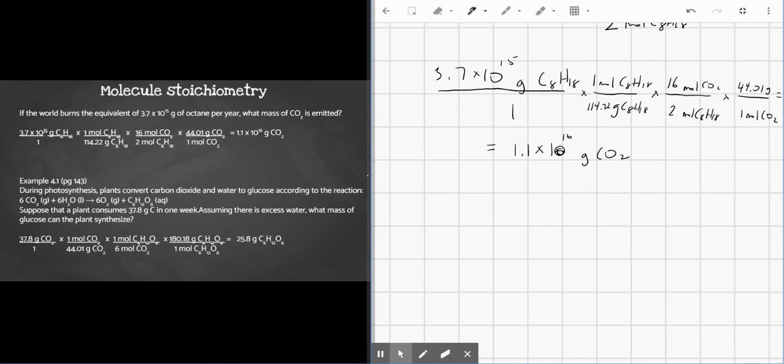All right, let's look at example 4.1. This is on page 143 in your textbook. This is the equation for photosynthesis. 6 carbon dioxides plus 6 waters makes 6 oxygens and 1 molecule of glucose. Suppose that a plant consumes, let's write the given, 37.8 grams of CO2. It just says C, it's supposed to be carbon dioxide, I'll fix that. This is CO2 in 1 week. Okay, I can write week down here if I wanted, but I'm not going to.